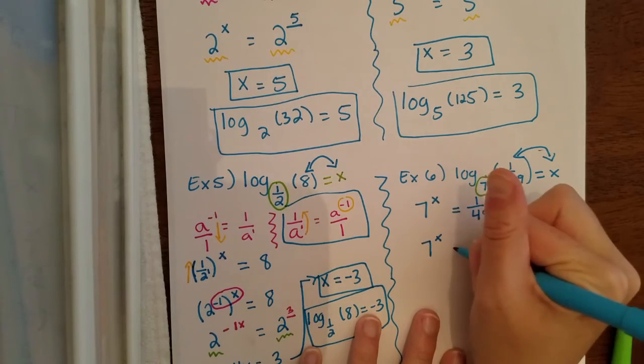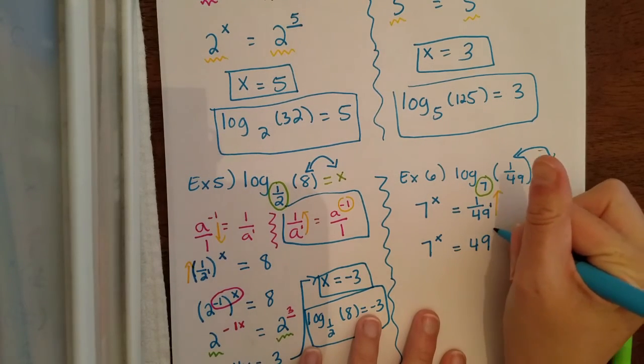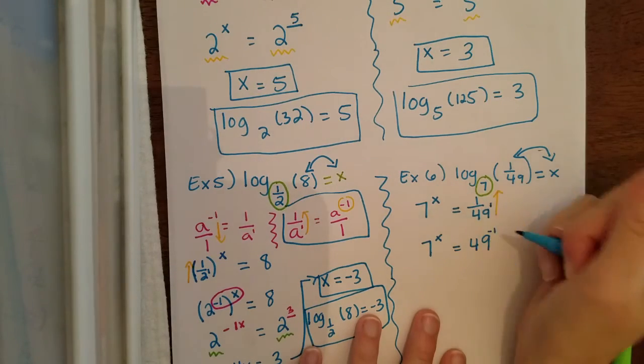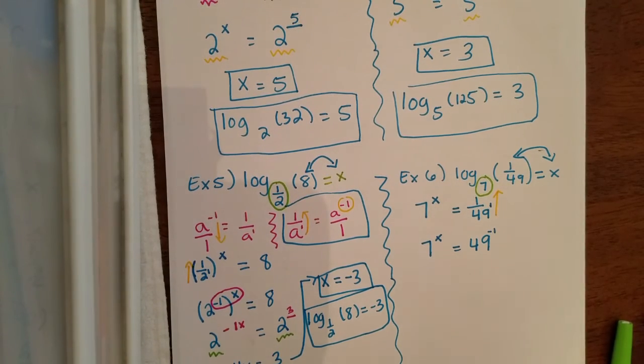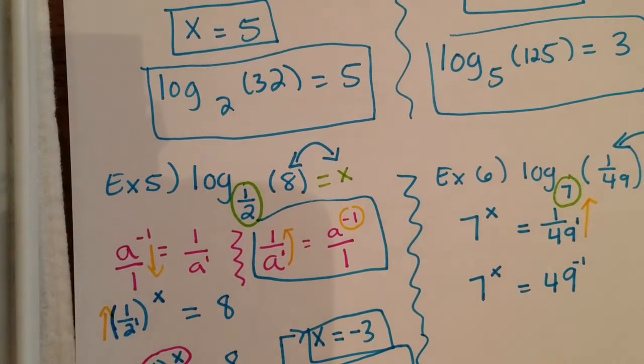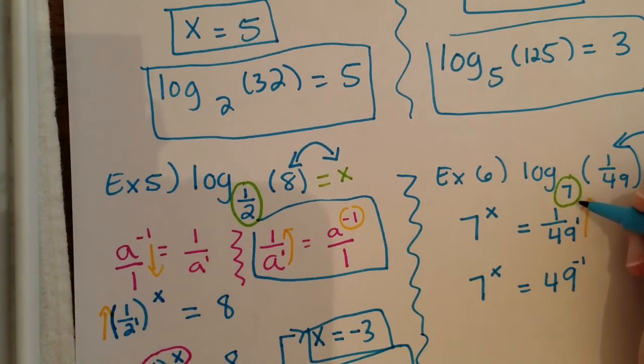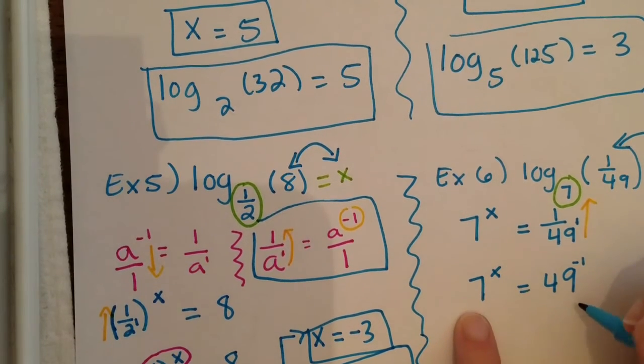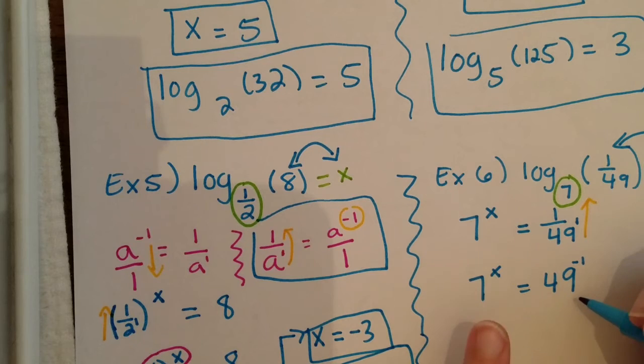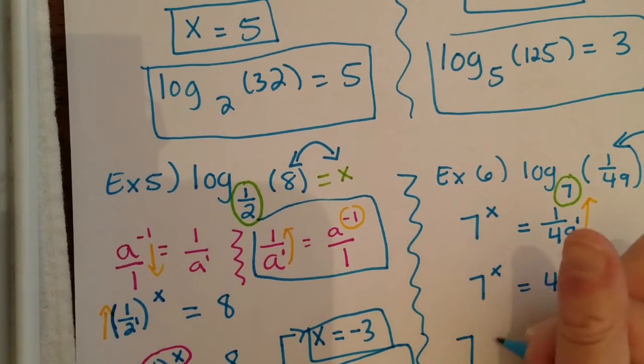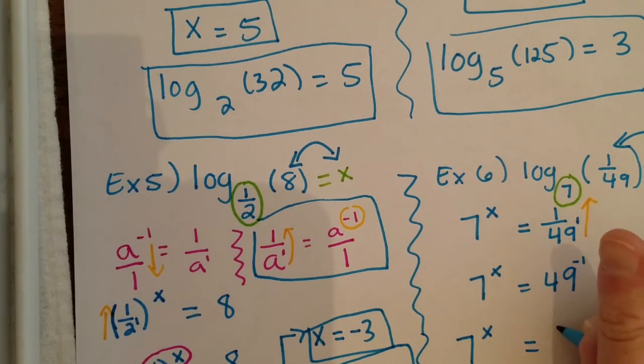So I have 7 to the x equals 49 to the first power. Sorry, negative first. All that happened was my positive exponent, when I moved it up, turned to a negative. Now the goal is to get the same base on both sides. So let's think about it. What's something that goes into 7 and 49? Well, the only number other than 1 that goes into 7 and 49 is 7. So my goal is to try to get 7 on both sides.